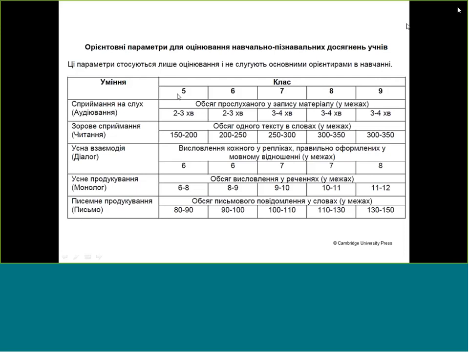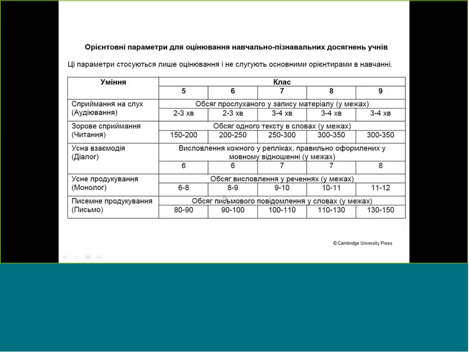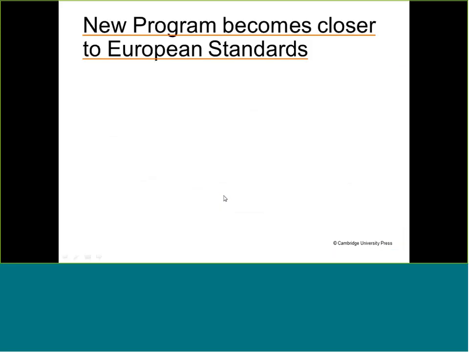Here we have different descriptors as well. Yeah, skills and what these skills should be in different grades. The same as we had in the previous program, right? The next part is, again, talking about the evaluation and expected results.